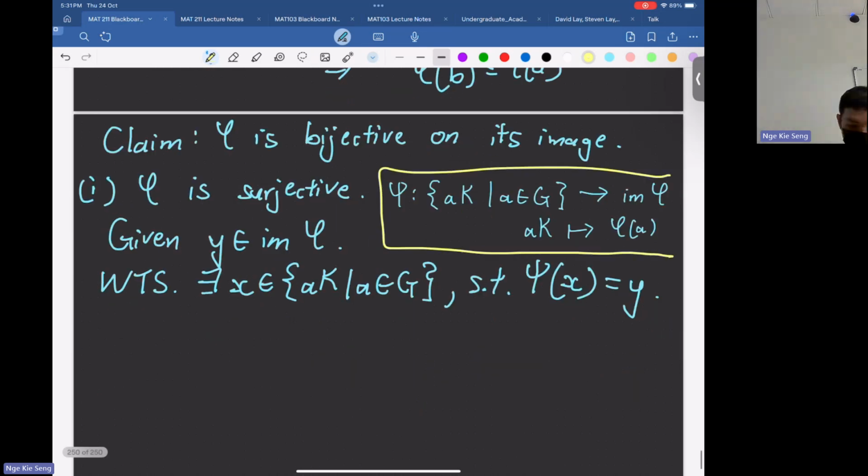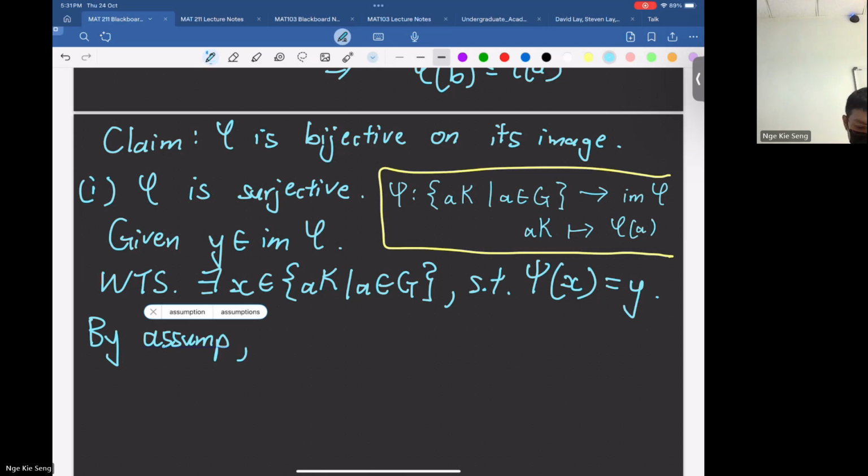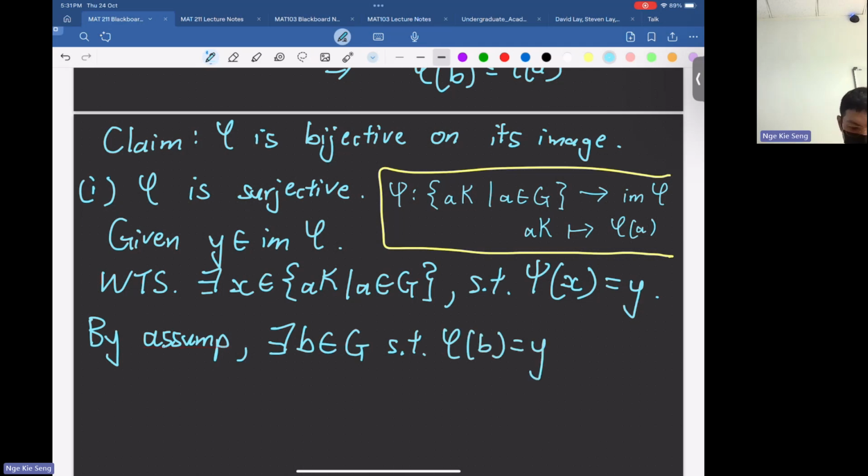Okay, so by definition, or by assumption, there exists a, let's say, B in G, such that phi B equals Y. Or maybe the other way around, if you feel more comfortable, I'll write it like this: Y equals phi B. Okay or not? Don't be confused. We have two maps here. Where is phi going from and to? Phi is going from G to G prime.